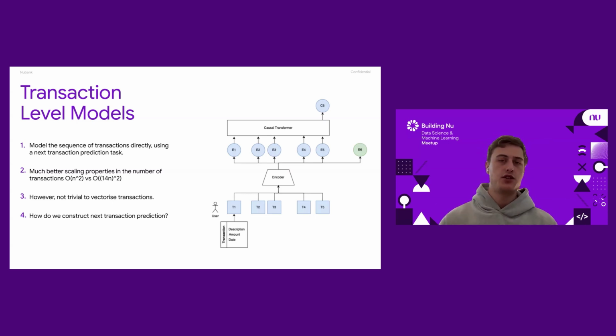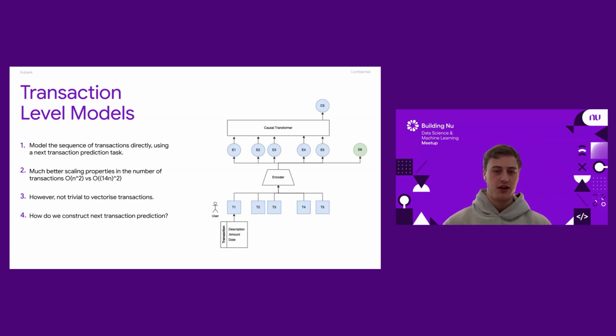If we consider the attention efficiency with respect to the number of transactions, the token level model has an efficiency in order notation of 14n squared, but this transaction level approach would have an efficiency of n squared, so significant savings in terms of memory and compute cost. But of course, while this is a nice idea, there are two important questions. How do we construct such a model? So how do we vectorize the transactions?